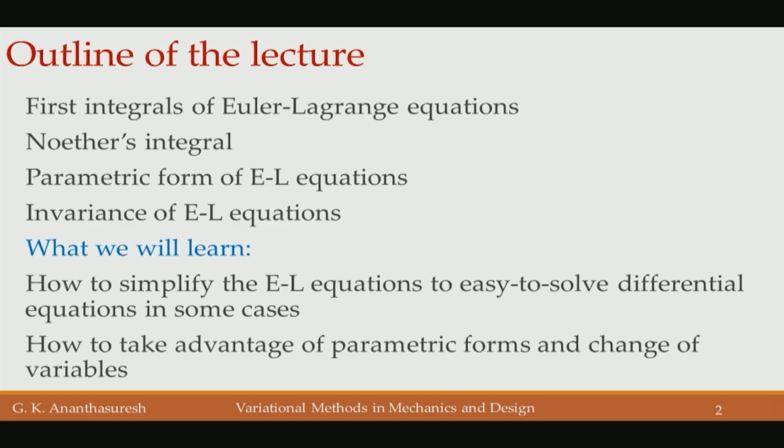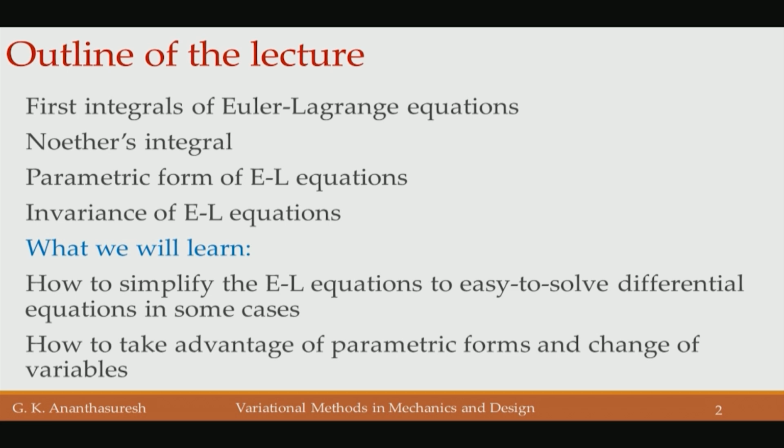There is an interesting theorem after M.E. Noether, or what is called a Noether's integral. We will discuss that also, and then we will see what happens to EL equations, by which we mean Euler-Lagrange equations, when we use parametric form. When you have two variables x and y, you can express both of them in terms of another variable, let us say t, x of t, y of t. Then what happens to Euler-Lagrange equations? Likewise, when do Euler-Lagrange equations remain invariant? That is, you change to parametric form or change of variables, and still the Euler-Lagrange equation should be of the same form.